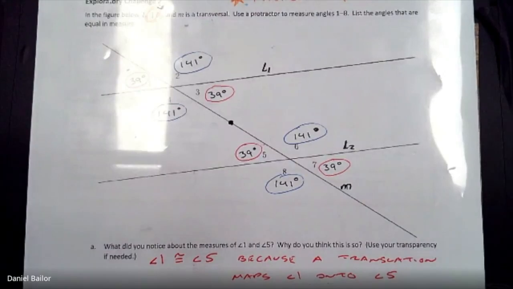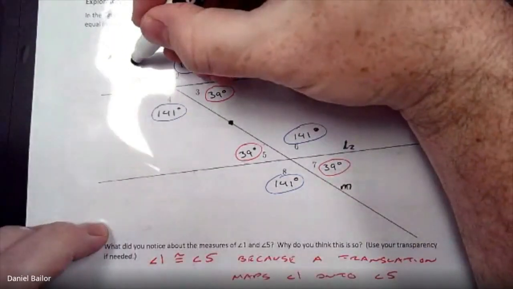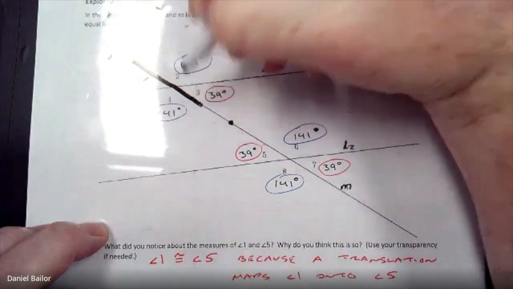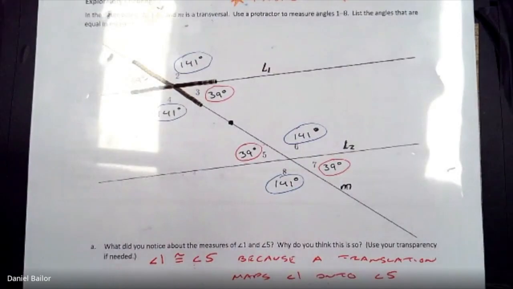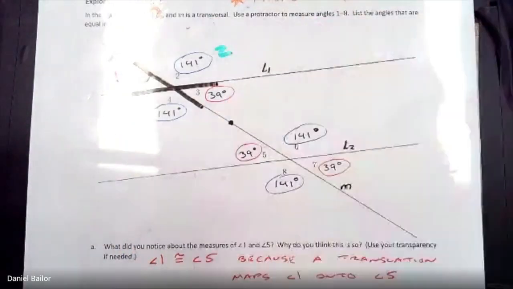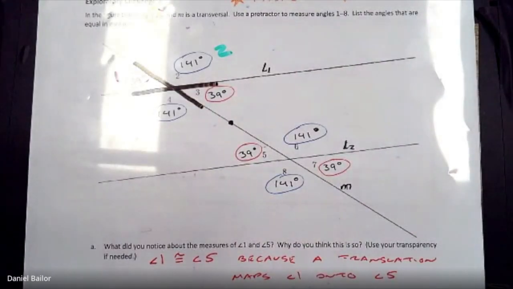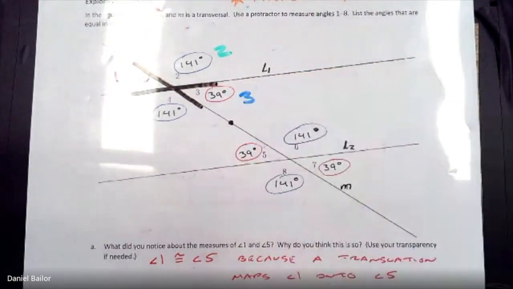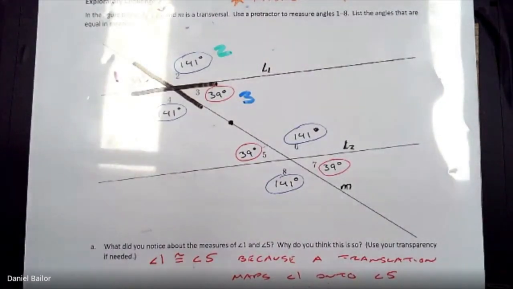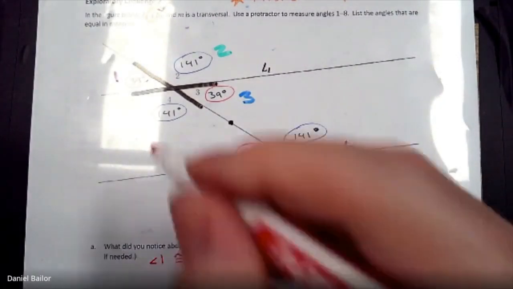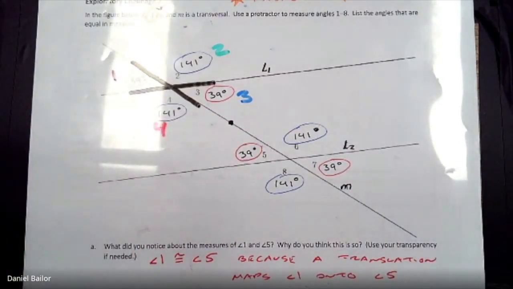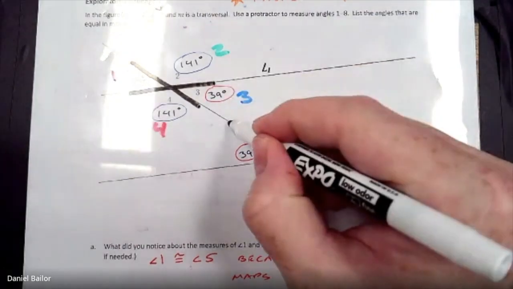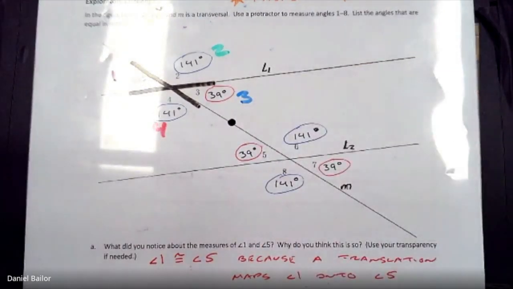Let me show you this, because I like this. I'm going to trace the angles up here, and I'm going to actually label them. Angle 1, angle 2, angle 3, and angle 4. And I'm going to keep my point right there on the center point.